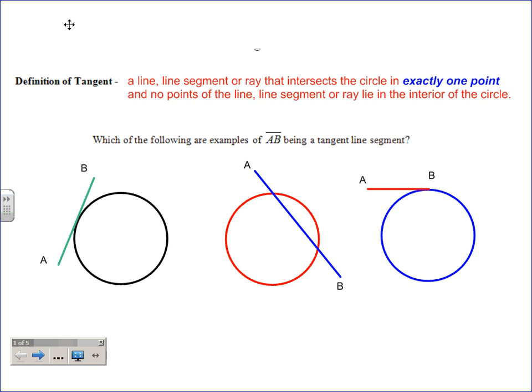And you have to make sure that no points of that line segment, or ray, lie on the inside of the circle. So you might want to paraphrase that as some people just say it's a line that hits the circle once on the outside, something like that. It's fine, because this is not one of the definitions I will ask you to necessarily give to me verbatim.